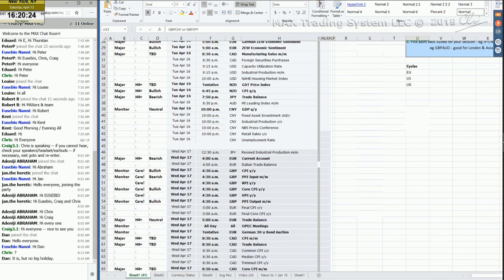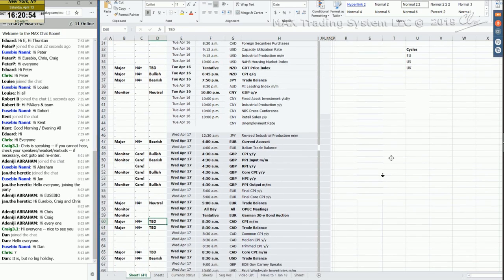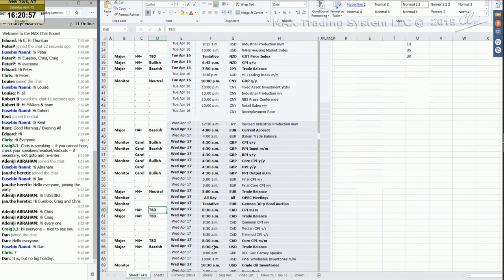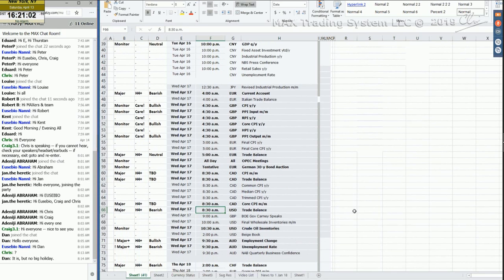Okay. Tuesday, we have the Kiwi. This is for Wednesday: the Kiwi and the yen. Then on Wednesday itself, the euro. And again, the euro and the CAD. And going down a bit, the US dollar. That's it.